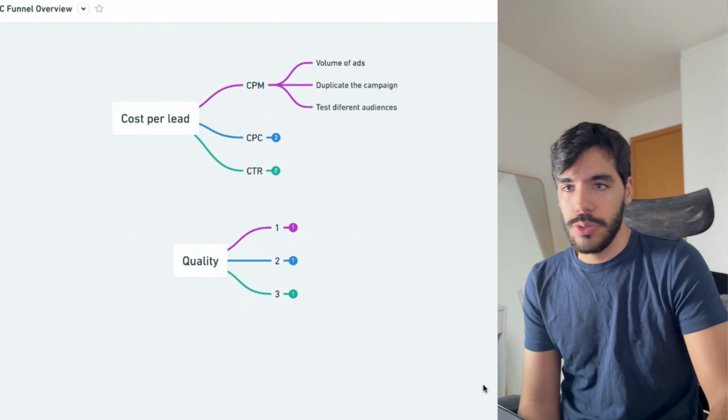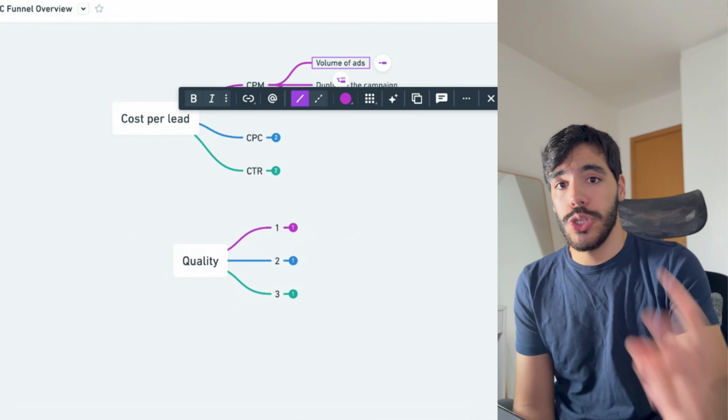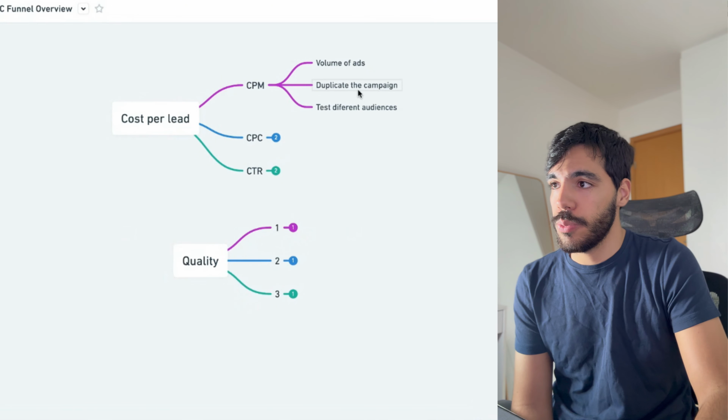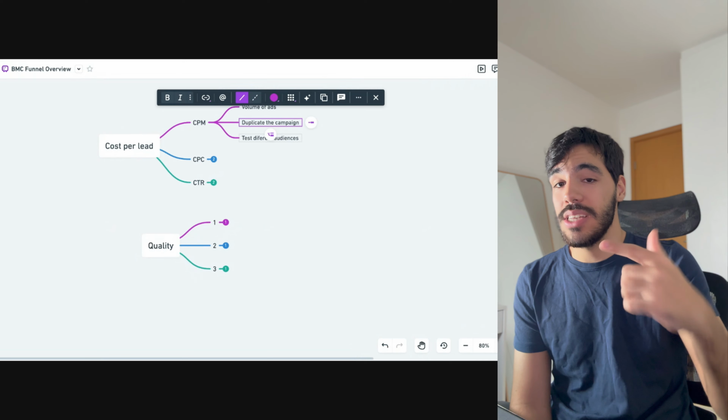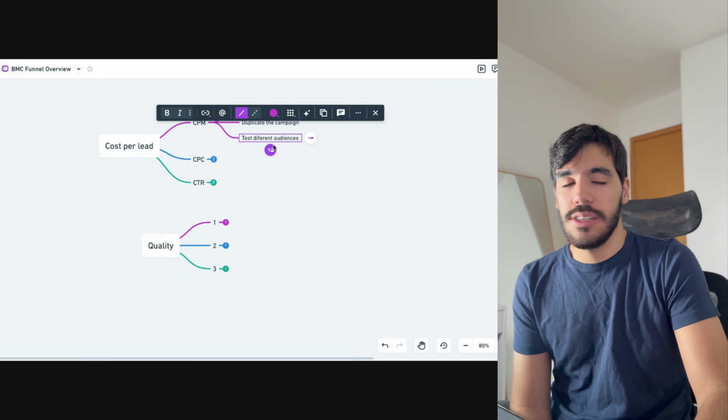Basically doing these three things right here. You can create more ads, more volume. If you're running 2, you can run 4, 6, and this will help you reduce the cost per 1,000 impressions. You can duplicate a campaign, so you can reset the learning phase of your campaigns. And you can also test different audiences.